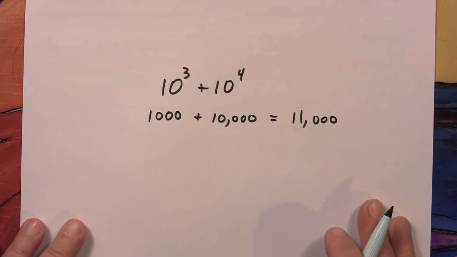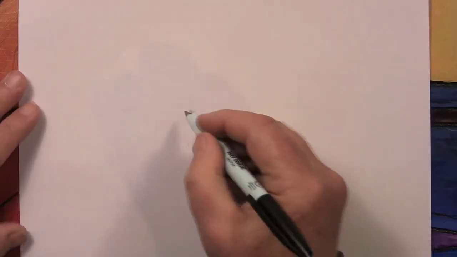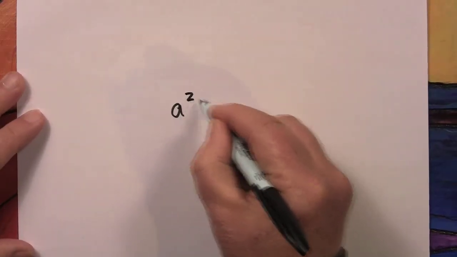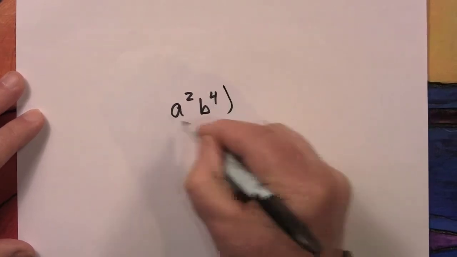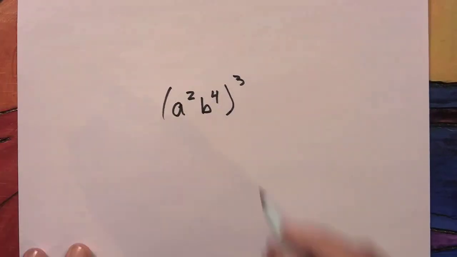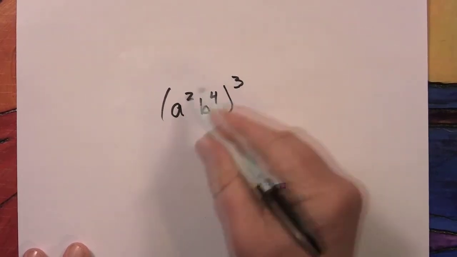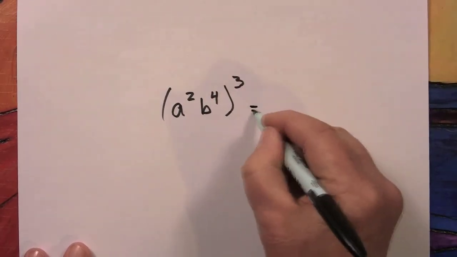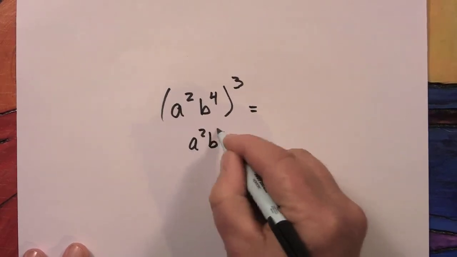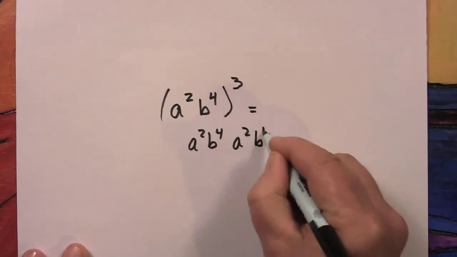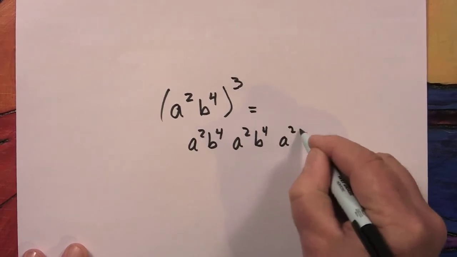Let's look at another couple of situations. We have a squared, b to the 4th, all to the 3rd power. What does that mean? Well, this 3 is the uber counter. It's the factor counter that's turning all of this into factors being counted 3 times. Let's see what that looks like. Let's count them 3 times.